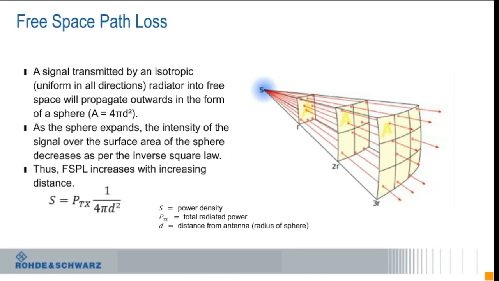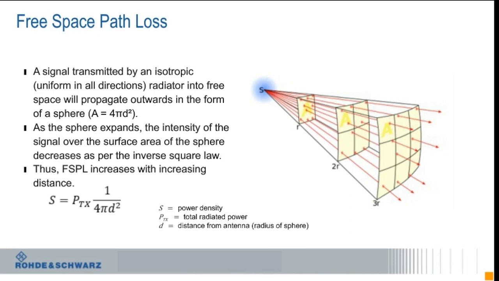The area of that sphere is governed by basic geometry, 4 pi d squared. As the sphere expands, the intensity of the signal over the surface area decreases per the inverse square law. It's basically telling you that as the sphere gets bigger, the amount of signal in a given area gets smaller, because it's distributed over a bigger sphere. If the sphere is small, there's obviously more intensity in one given region. If you take the same size region on a bigger sphere, the signal is distributed over a bigger sphere. That's the key thing to remember, and it's really simple geometry for all intents and purposes.